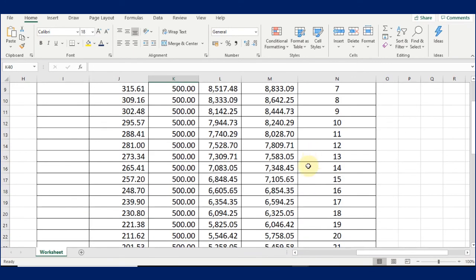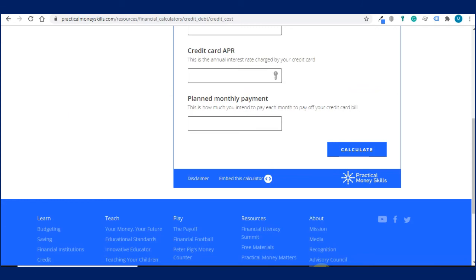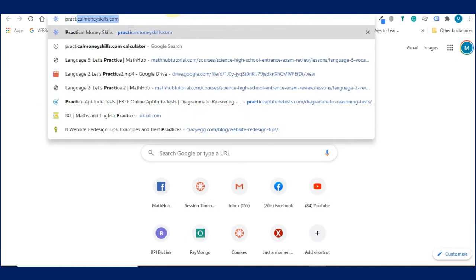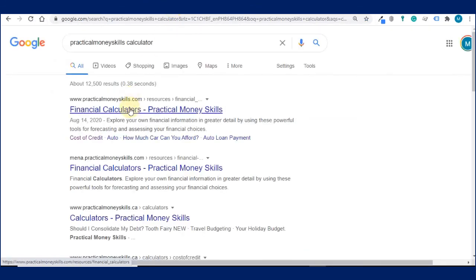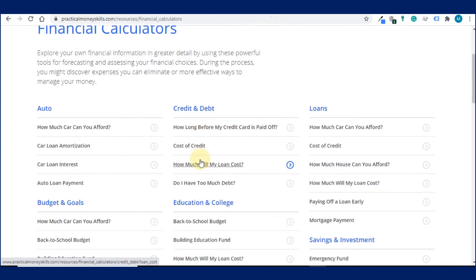All right? So I just showed you this Excel so that you can also do it. There's actually a website here, practicalmoneyskills.com, and then you can just search practical money skills and then calculator. Let's go there. Practical money skills and then just say calculator. And then this one, financial calculators. Then you go to auto cost of credit. All right, wait. How long before my credit card is paid off?